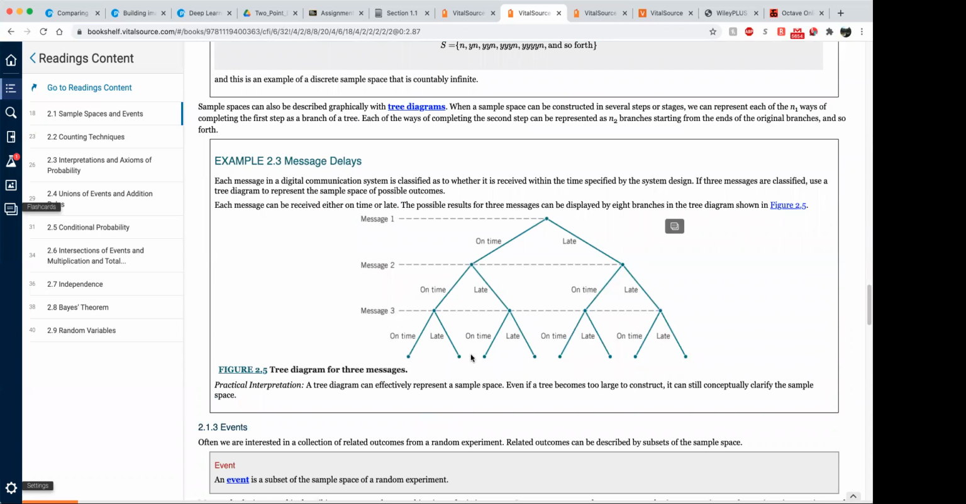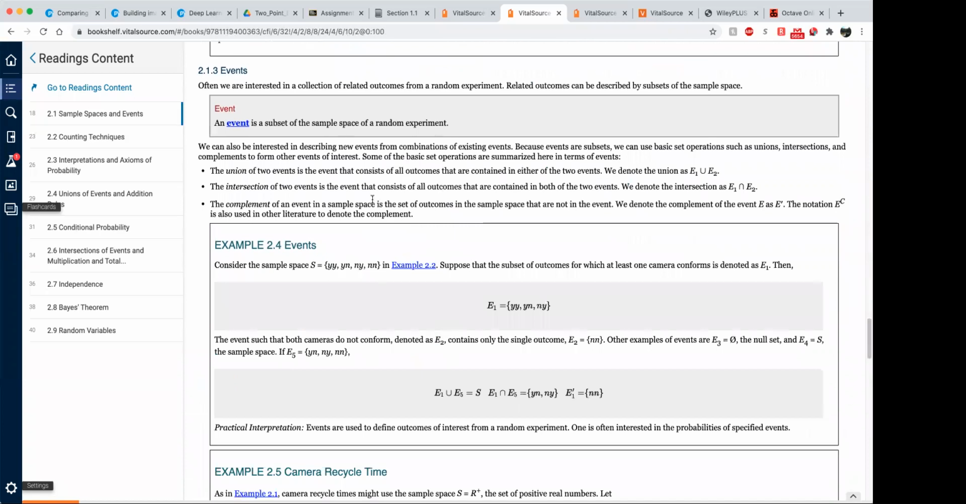Let me skip that example, but please look at example 2.3 by yourself. All right, now next one.